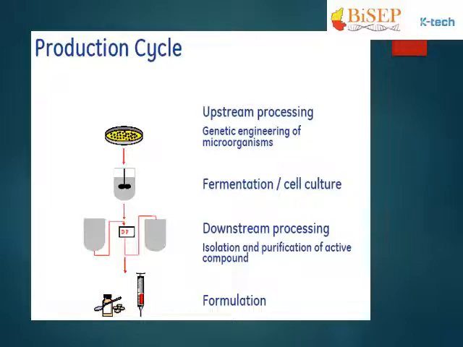So today's topic is why fermentation as an upstream process is important, and the basics of downstream processing. If we glance through the production cycle that many major biopharmaceutical companies in the world go through, the first stage is upstream processing. Here the genetic engineering of microorganisms is done, and it is followed by either microbial fermentation or cell culture fermentation. Then it goes to the next step, downstream processing, that is isolation and purification of an active compound or a protein from it. Then you set up the formulation, where the final DP, that is the drug product, is obtained from the drug substance.